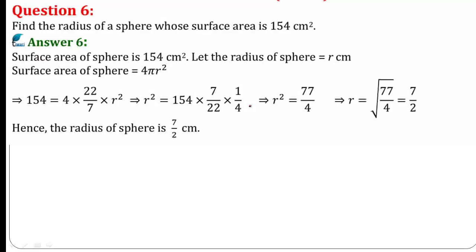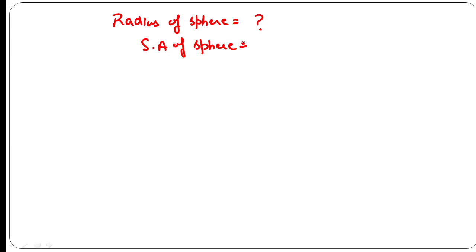Now we are starting with our next question. Question number 6 is: find the radius of a sphere whose surface area is 154 centimeter square. So we have to find the radius of the sphere, and the surface area of the sphere is given, that is 154 centimeter square.